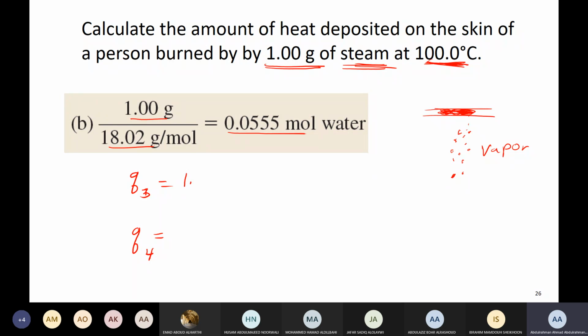It's the mass of the, actually Q3 equals mass M times specific heat times delta T. What's the mass? 1 gram. What's the specific heat of steam? Oh, we should have this, by the way.